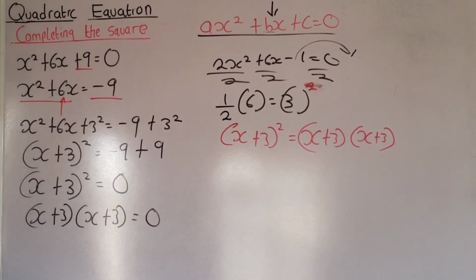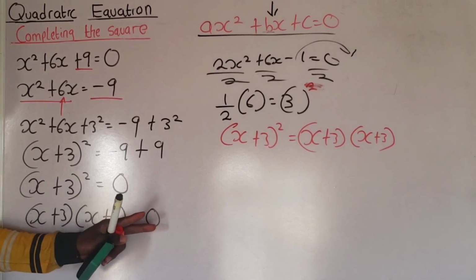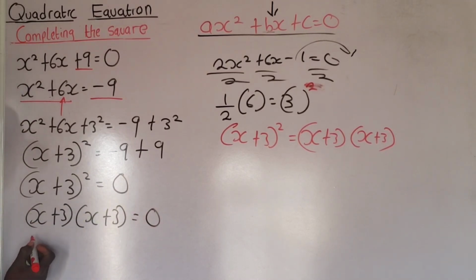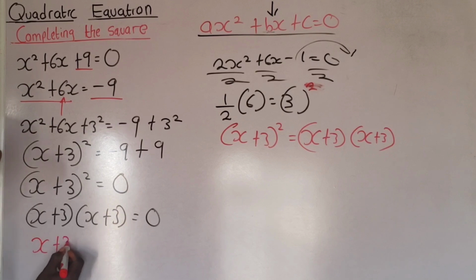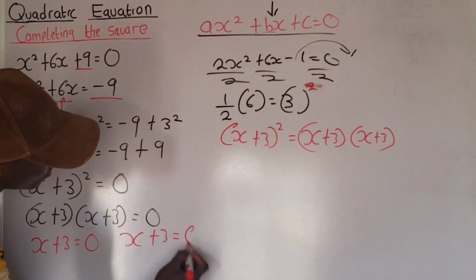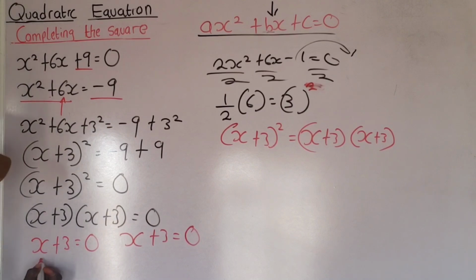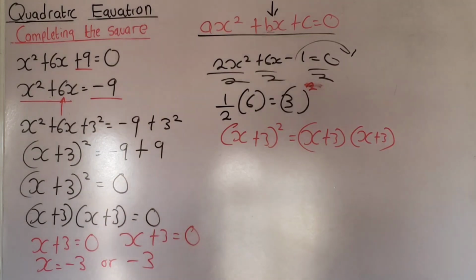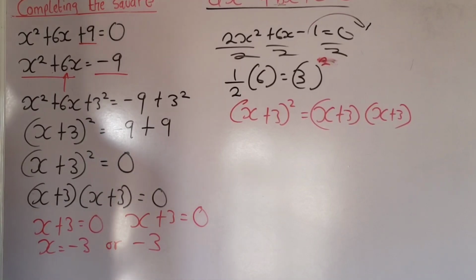Now, I'm going to set each of these brackets equal to 0. So here I'm going to have x plus 3 equals 0 and x plus 3 equals 0. Hence, x will be equal to negative 3 or negative 3. So that is the value of x that satisfies the quadratic equation. So let us proceed to another question.